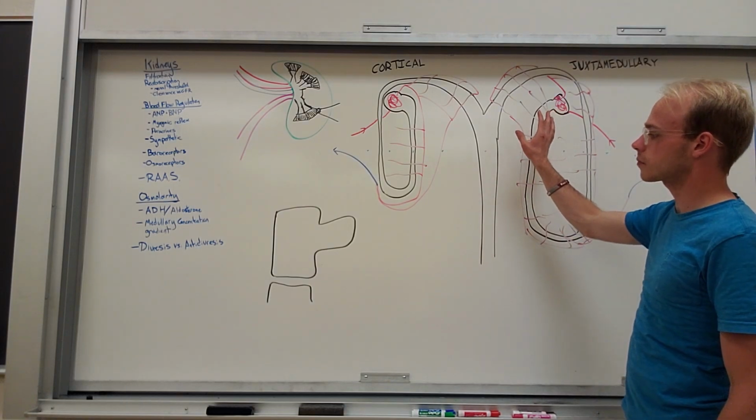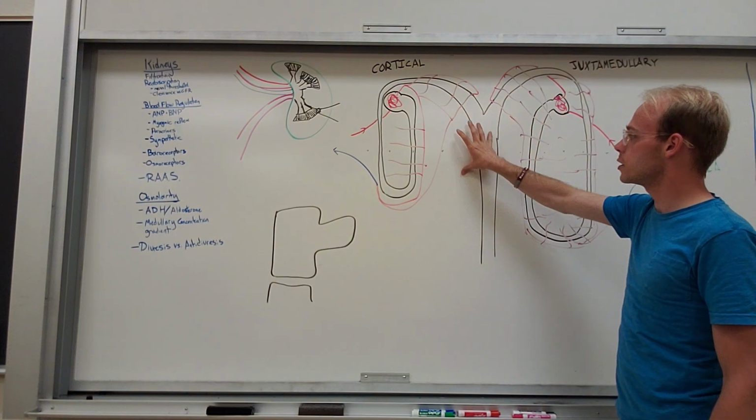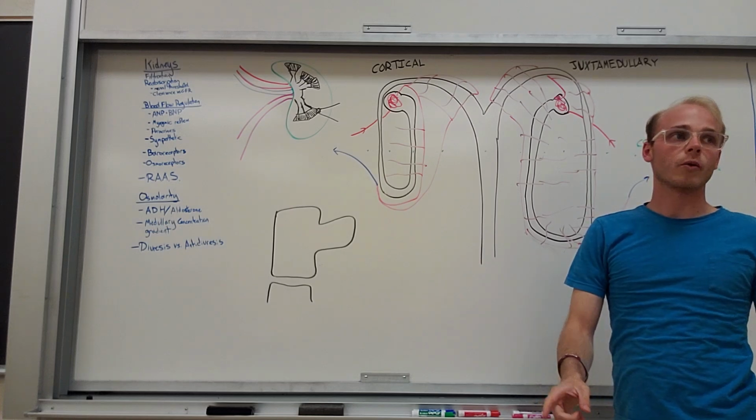So that's these. Remind me about the nephron again. The nephron is the major unit of your kidney filtration. We'll talk more about it.